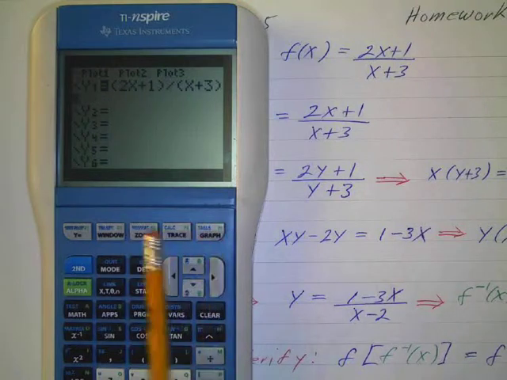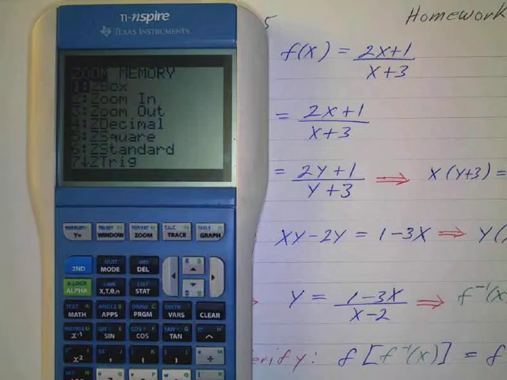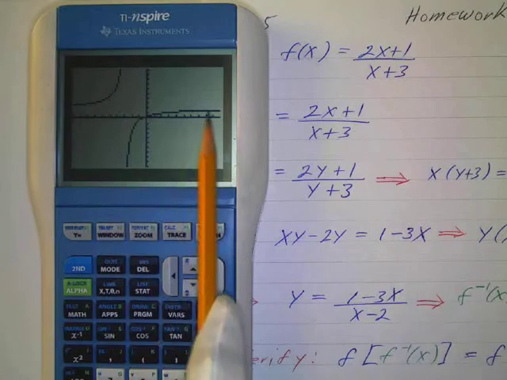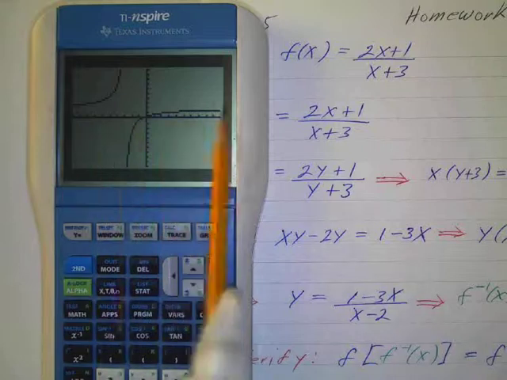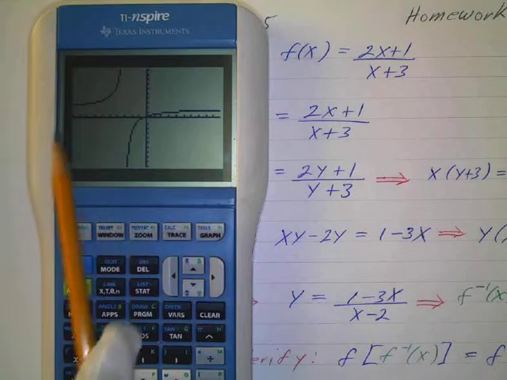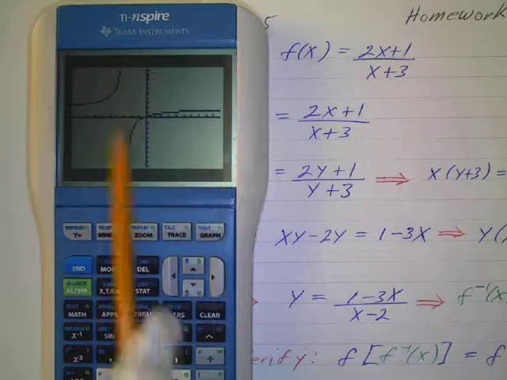And then we can go zoom 10, zoom 6, which is a 10 by 10. And there we go, it looks like kind of a variation on a swoosh, flipped around. Looks like we've got asymptotes. Actually, we do have asymptotes. A horizontal asymptote here and a vertical asymptote at x equals -3.